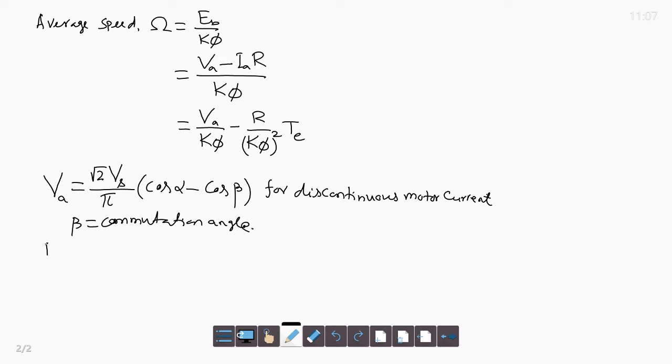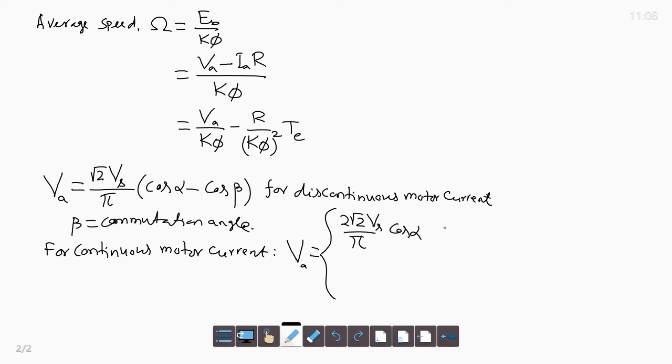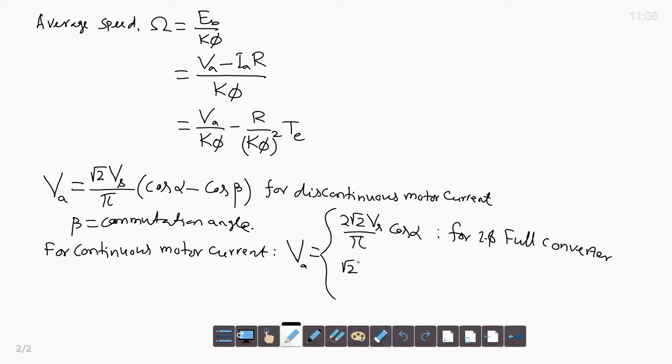For continuous armature current, continuous motor current, Va is given by 2 into root 2 Vs by pi cos alpha for a single phase full converter, fully controlled converter, and root 2 Vs by pi into 1 plus cos alpha for a single phase semi converter. For continuous motor current of single phase full converter, beta is replaced by pi plus alpha. For single phase semi converter, beta is replaced by pi.